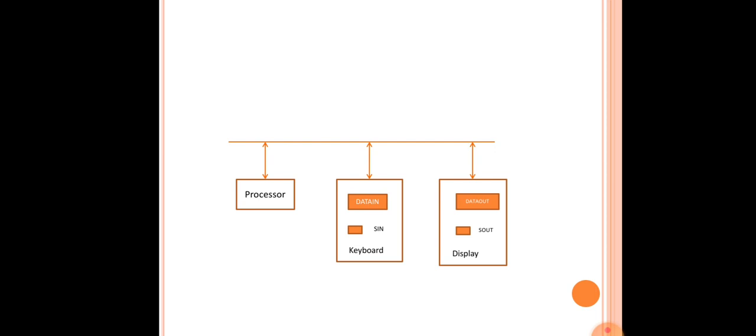When this SIN is set to 1, the processor knows that some data is available in the data buffer of keyboard and processor reads the data from the data buffer. If the processor needs to display something onto the display device, first it checks the status of display device. If the display device is ready, it sets the SOUT flag to 1. And on seeing this, processor sends the data to the data out, that means the data buffer of display device. And when the data is sent to data out buffer, that SOUT flag is set to 0.